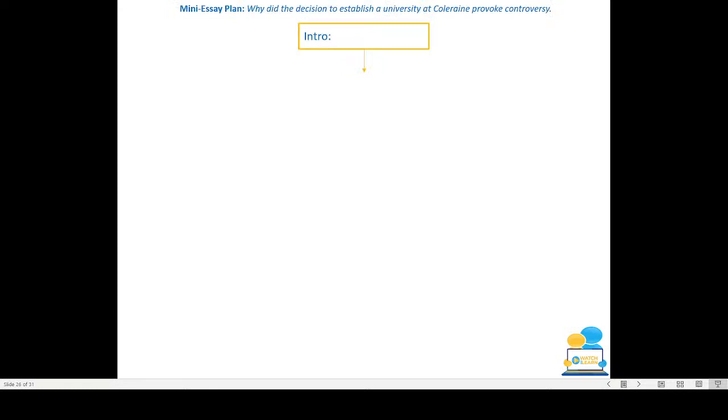Okay, so mini essay or contextualization plan. We're going to take our first question here. Why did the decision to establish a university at Coleraine provoke controversy? So we'll start with a nice short and sweet intro. Our first paragraph, we're going to outline Magee College in Derry and how that provides context to the situation. We're going to go through this in much more detail as well. This is just a brief outline.